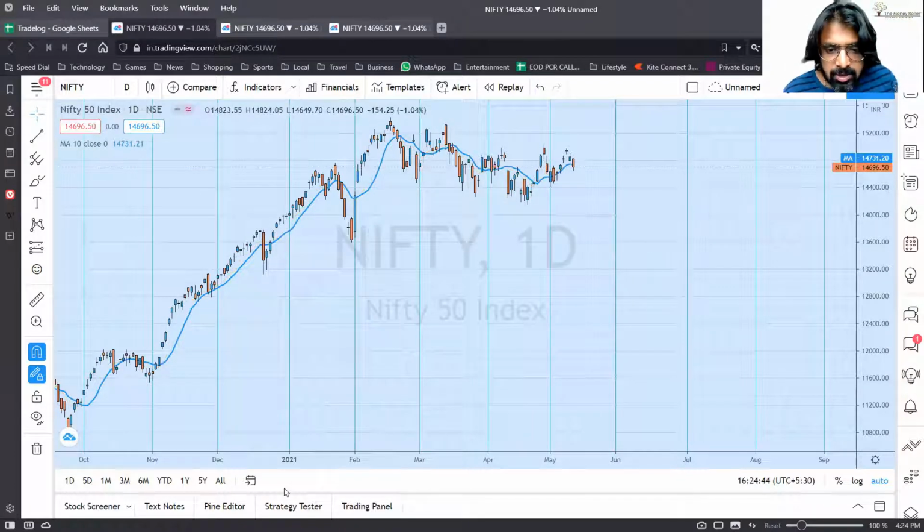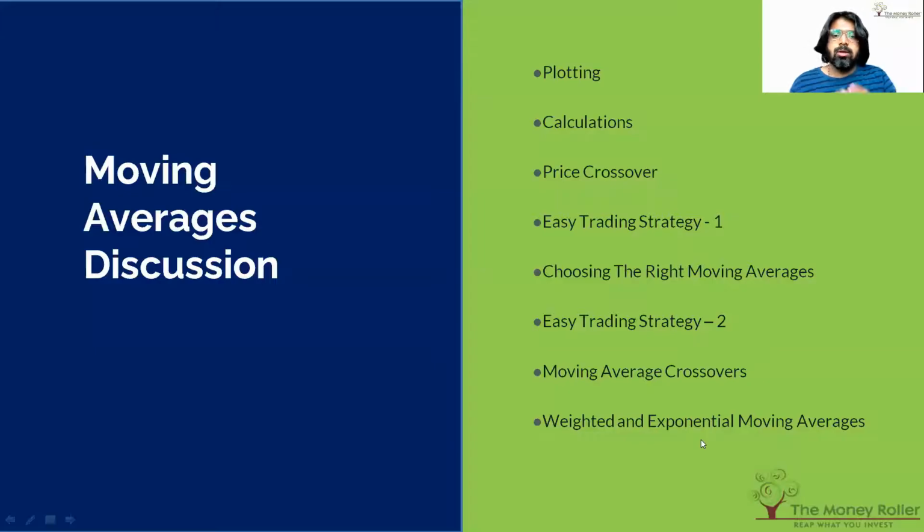Now let's go back to our discussion. Let's see what else we have in store. So we have to talk about price crossovers, and we'll talk about a very easy trading strategy. All right, so let's go back to this chart.